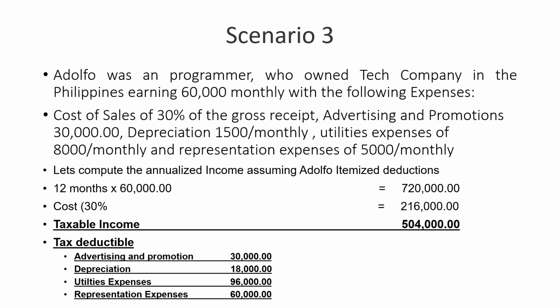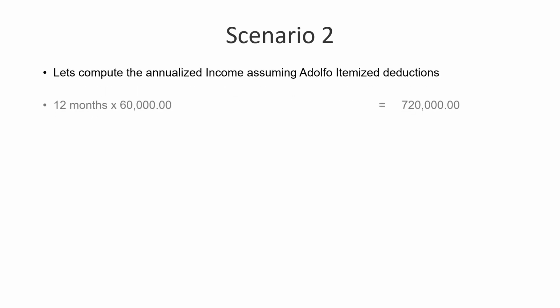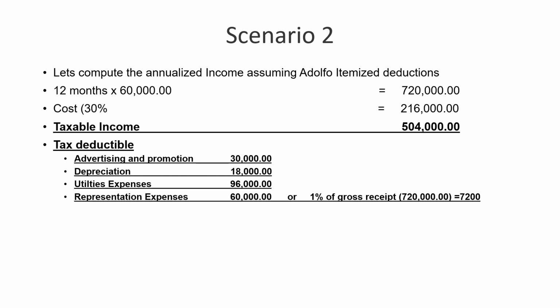Representation expense 60,000 pero may limit, 60,000 or 1% of the gross receipt since gross receipt siya. Pero kung sales siya or may binibenta siya, hindi service, that's 0.5%. And 1% of 60,000 is what? So let's compute. So 60,000, 1% ng gross receipt, 720. So 72. So 72, yun lang yung gagamitin natin, hindi yung 60,000 kasi 72 or 60,000, whichever is lower kasi yun yung ceiling. Hanggang dun lang yung pwede natin.